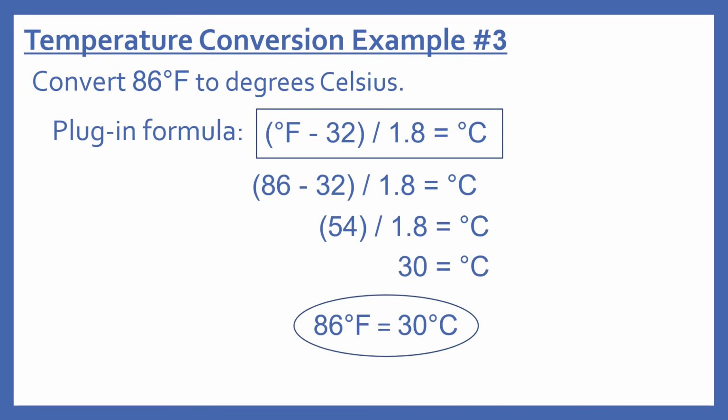Now we'll look at example number 3. Convert 86 degrees Fahrenheit to degrees Celsius. Here we need our other plug-in formula because we're converting to degrees Celsius. It's degrees Fahrenheit minus 32, in parentheses, divided by 1.8. So we'll just plug in our Fahrenheit number. 86 minus 32 equals 54. Then divided by 1.8 gives us 30. So that's our degrees Celsius. So 86 degrees Fahrenheit equals 30 degrees Celsius.